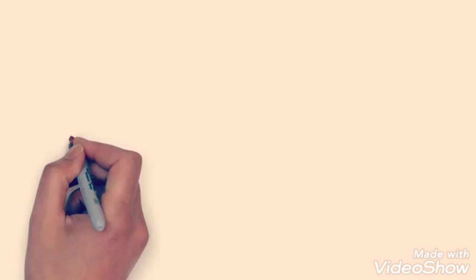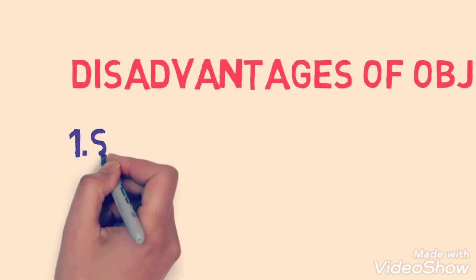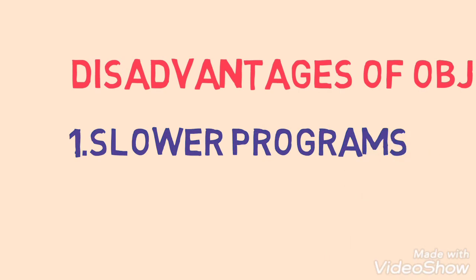Now, let's look at some of the disadvantages of this object-oriented programming. Now, the first one is slower programs. Now, object-oriented programs are generally slower than procedural-based programs because they sort of require more instructions to be executed, and they tend to use more CPU than procedural-based programs.